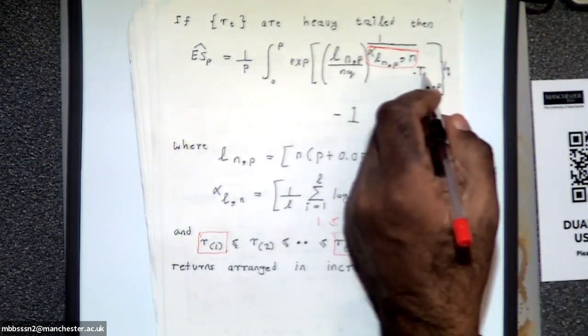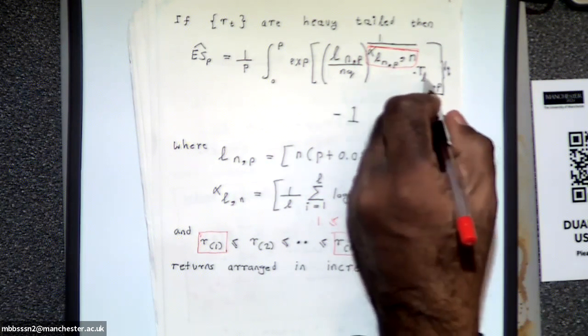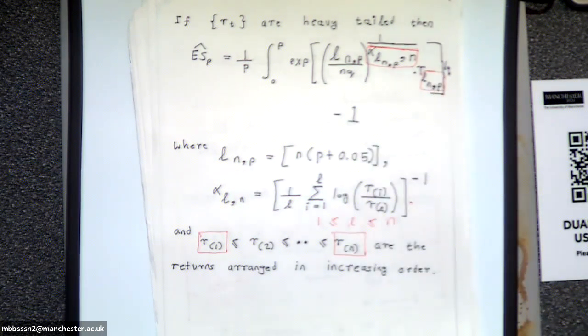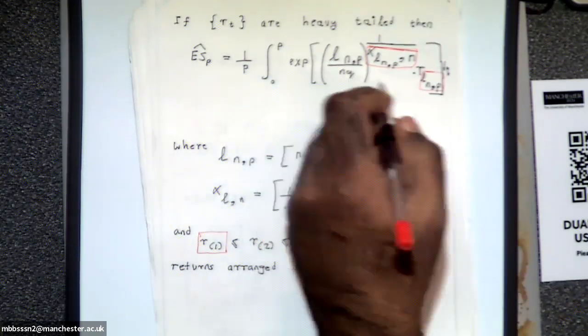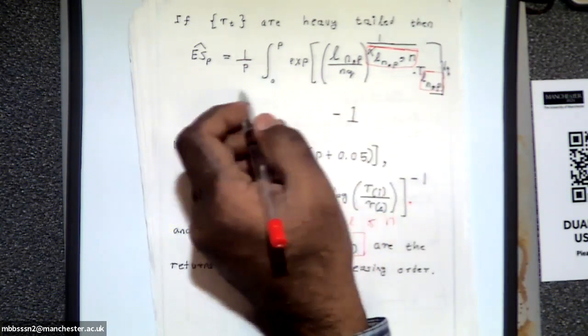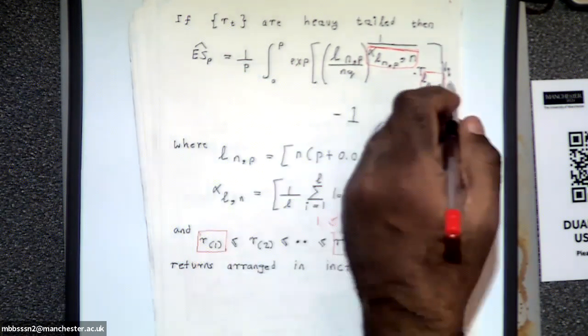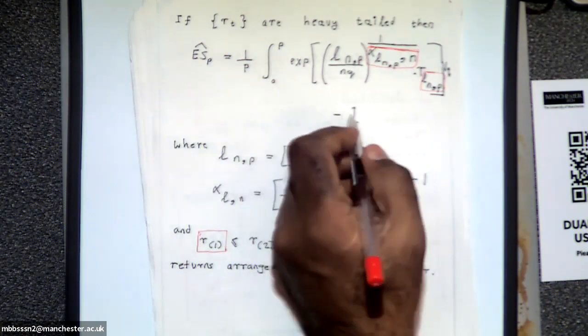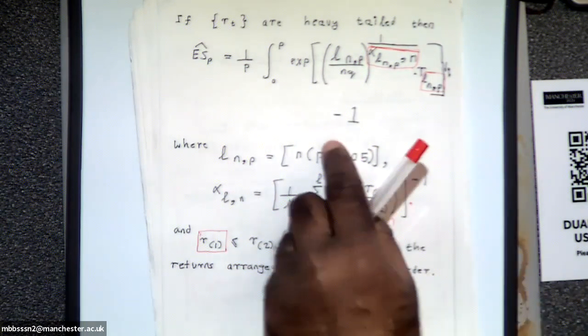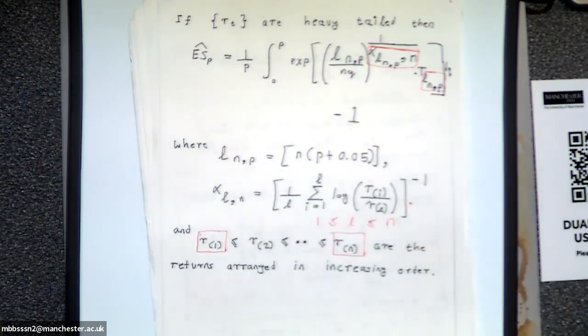And here, this is R with subscript L. Again, this is a subscript for R, and the subscript is L subscript N comma P, right? The integration here is with respect to Q. Q is the variable of integration, and it goes from 0 to P. After taking the integration and dividing by P, you take away 1, right? That will give you the estimator for ES. Once again, I'm sorry for the complicated form, but as you know, some mathematics are complicated.